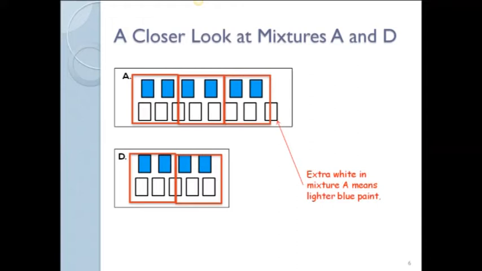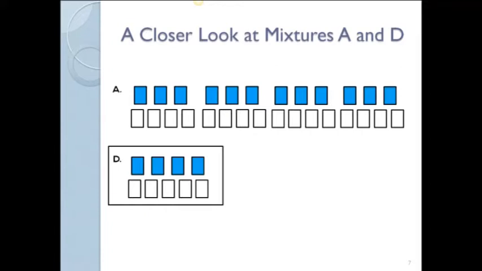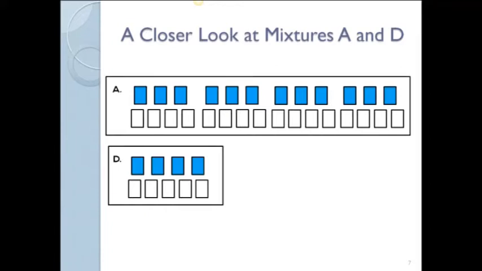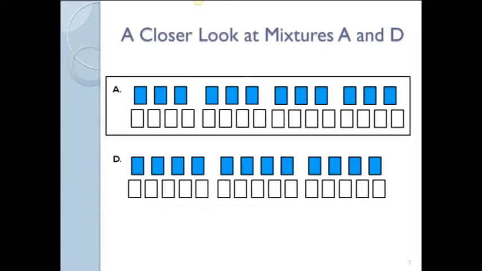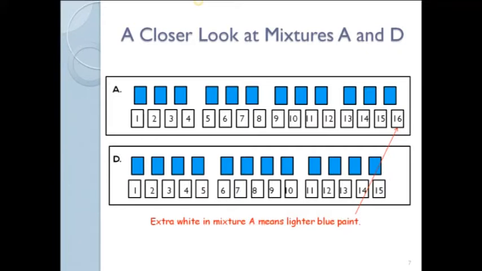Another clever way to look at this comparison is to think in terms of a least common multiple to make the same amount of blue. What shall we make, 12 parts blue for both mixtures? 1, 2, 3, 4 copies of A, and 1, 2, 3 copies of D. And now we can compare 16 parts white to 15 parts white. So again, we see that A must be lighter.